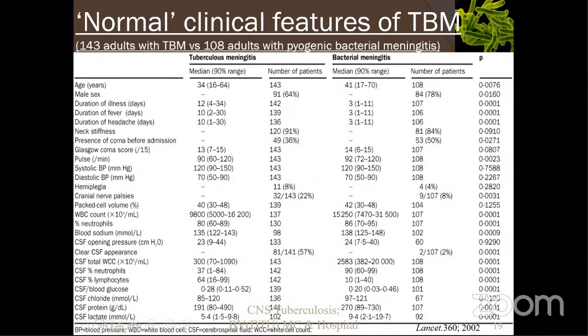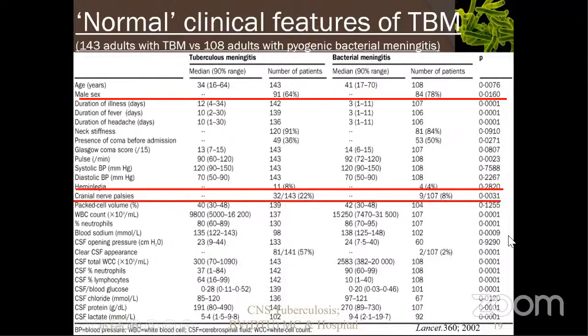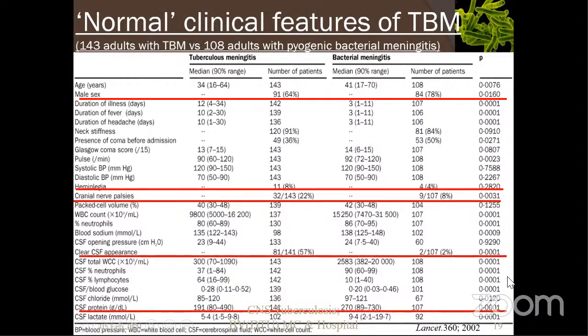So this is a large study by Thwaites which showed the tubercular meningitis and bacterial meningitis comparisons, and finally led to the score. And you see the male sex in this, and all these things were analyzed, and hemiplegia is seen, because cranial nerve palsies are encountered. So after this large study, which has CSF analysis as well as others, Thwaites from Thailand has brought out the score.